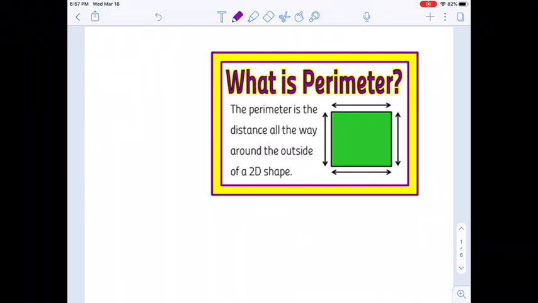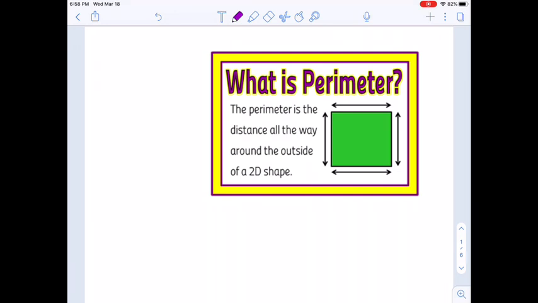So let's talk a little bit more about perimeter. Remember, perimeter is the distance around the outside of a shape, all the way around. Sometimes it's nice and pretty like this square. Sometimes it's not so pretty in the real world, like if we wanted to build a fence around the playground. It wouldn't necessarily be exactly a square.